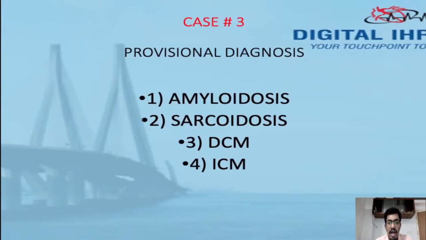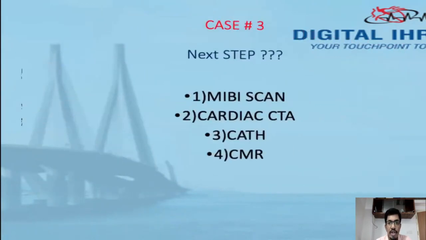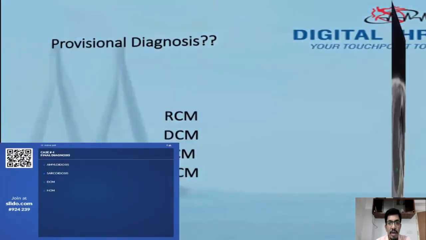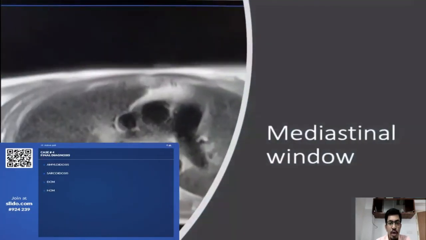If we don't have the poll working, I will go ahead. Our initial thoughts were DCM versus sarcoid. We didn't think of ICM because of her age, and amyloidosis usually has a preserved LV function. The next step, we went and did a CMR, and this is what it looked like.